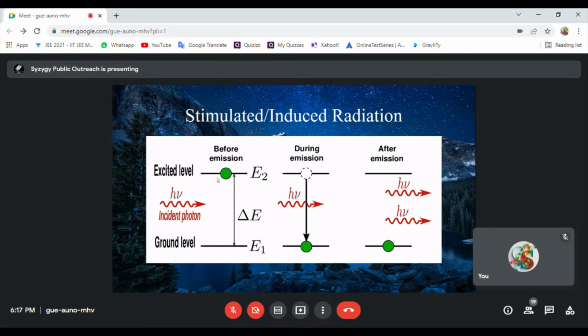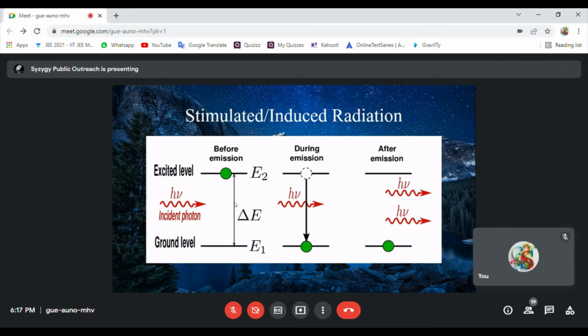Like, see, we know that an excited state of an electron is quite unstable. So if, in the excited state, we fire another photon, that electron won't go to a higher energy level. Rather, it would emit two photons and get back to its lower state.